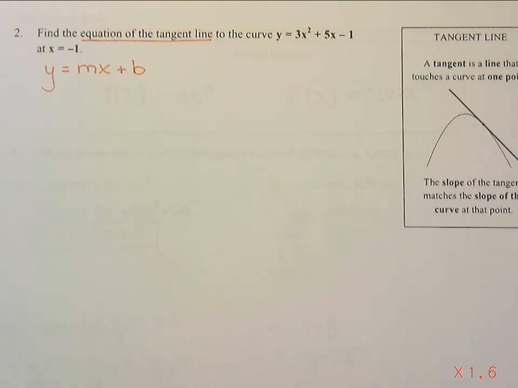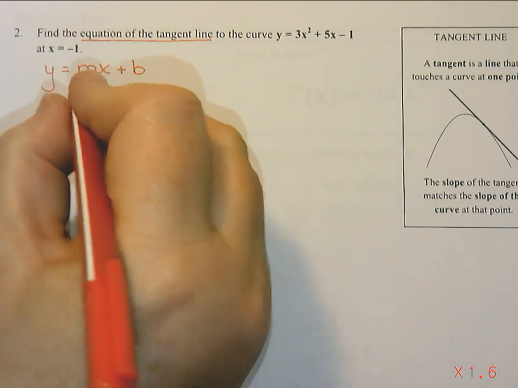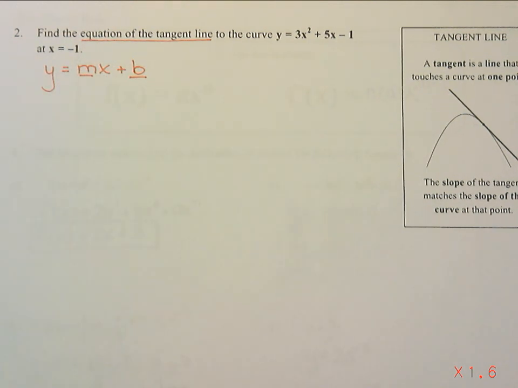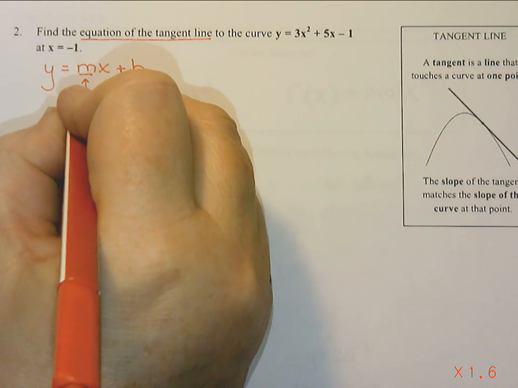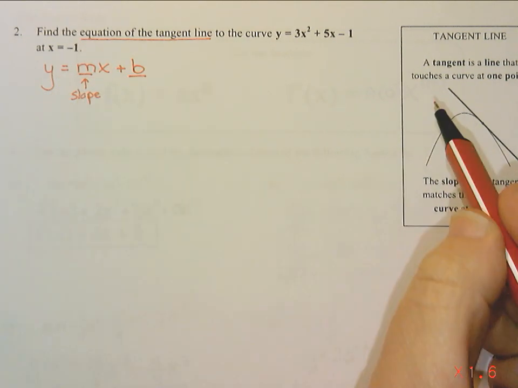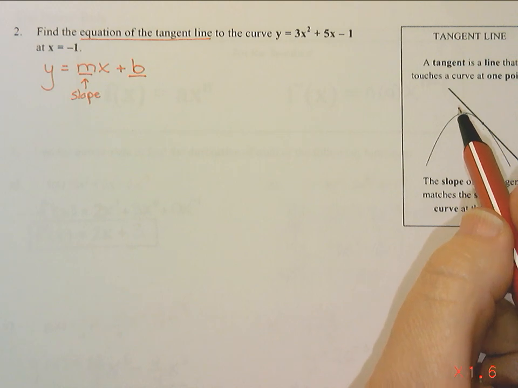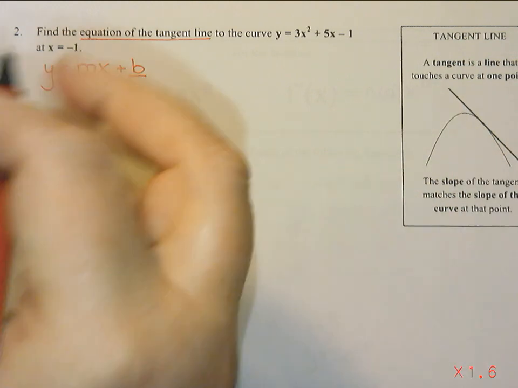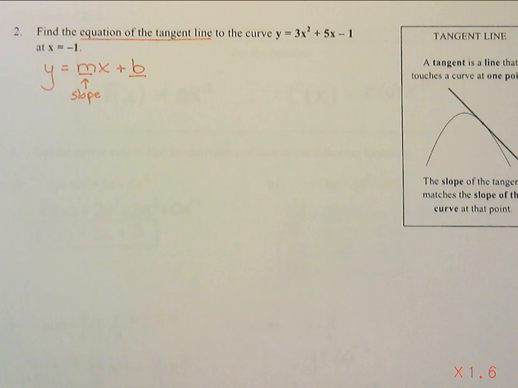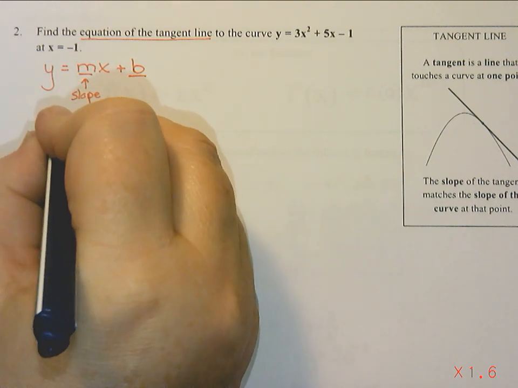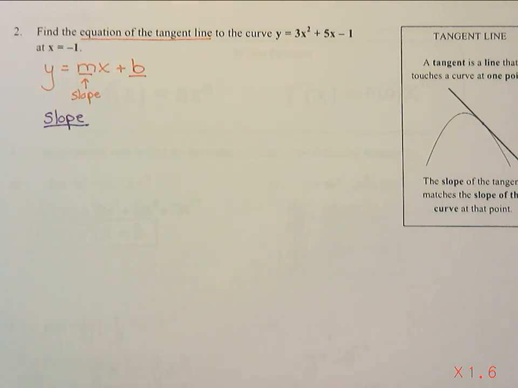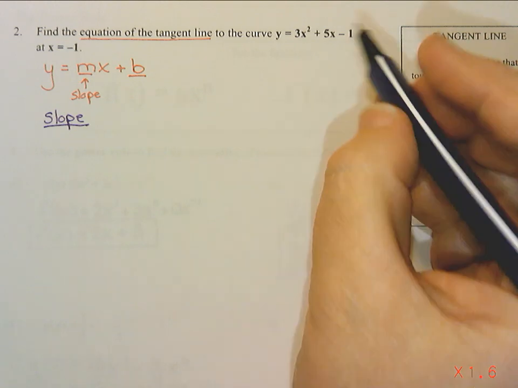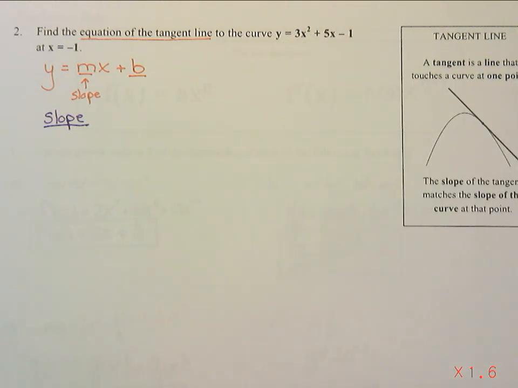Now, if I want to write my equation in that format, I need m and I need b. M is our slope and b is our y-intercept. So to get m, that is just slope. Slope we can get by doing our derivative. So I'm going to start by trying to find the slope. We'll use a different color for that. And we're going to do that by trying to find our derivative. So I have y equals 3x squared plus 5x minus 1.